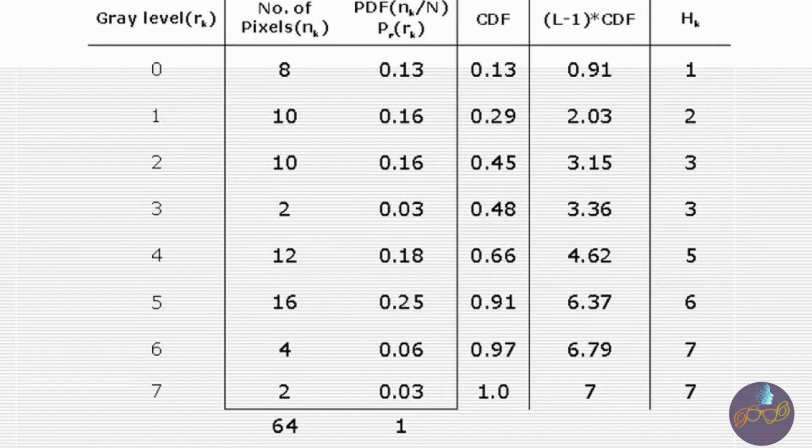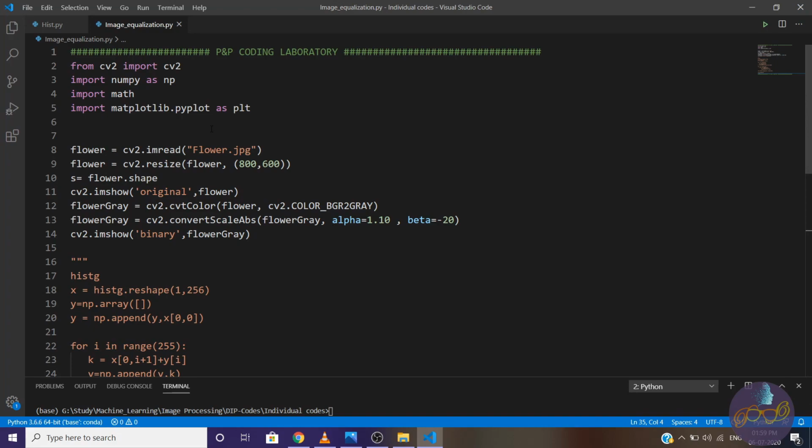Now let's implement it in code. First, import the necessary libraries. Then read the image. I'm using the same flower image as we used previously, and due to its high resolution, we need to resize it. So I'm defining the width and height as 800 and 600 pixels respectively. Then I'm converting the RGB image to a gray image using the convert color method, and then manipulating the contrast and brightness. I have increased the contrast and darkened the image. So let's visualize it first.